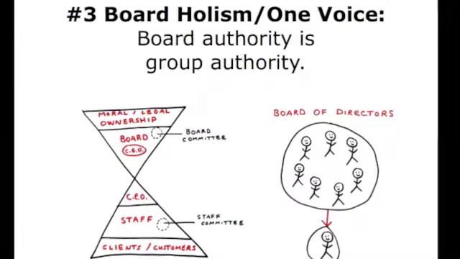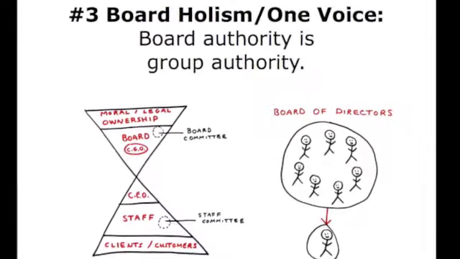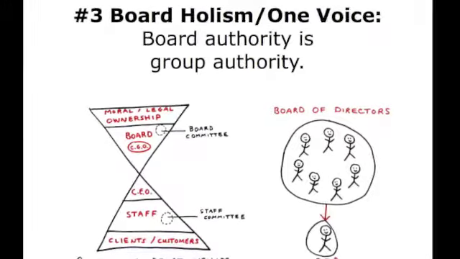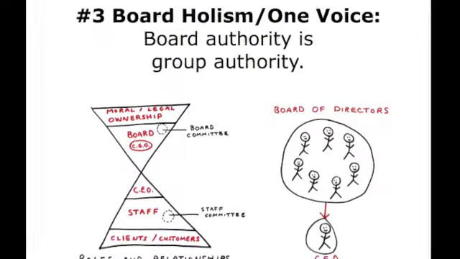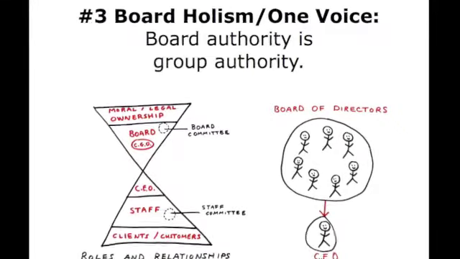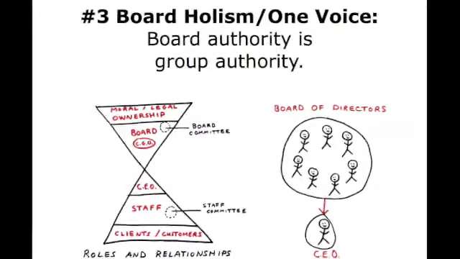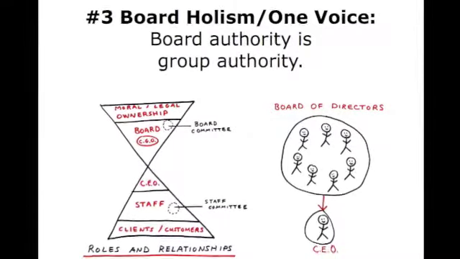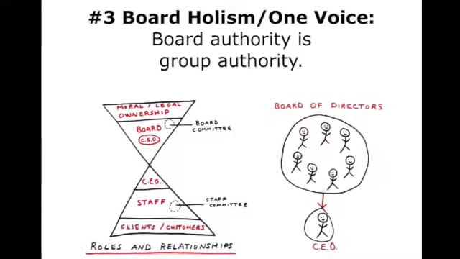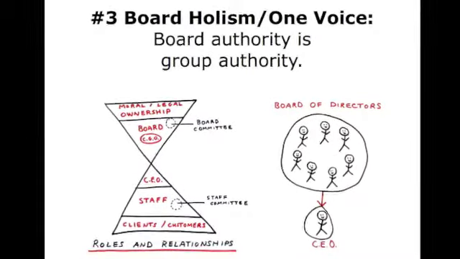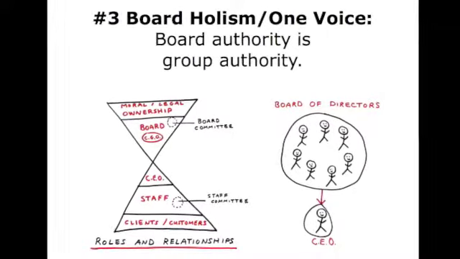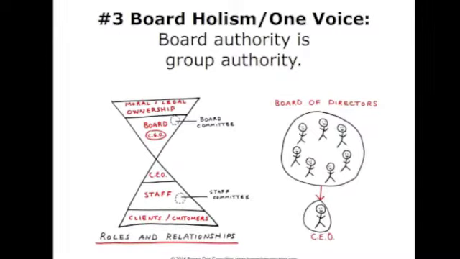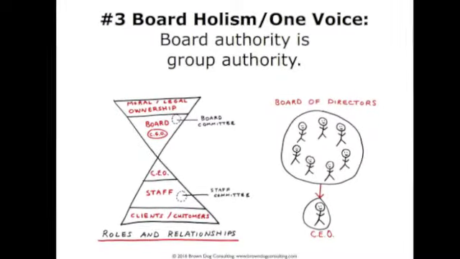Board members are sometimes shocked to learn about this third principle of policy governance, known as the board holism or the one voice principle. It states that board authority is group authority, and so no individual board member has individual authority unless they've been given that by the board as a whole. The one voice aspect refers to the fact that once a board has made a decision, it then directs that decision to the CEO or to subordinates of the board with one voice. There aren't multiple different people giving multiple different directions. It has to be one direction once the board has made that decision.